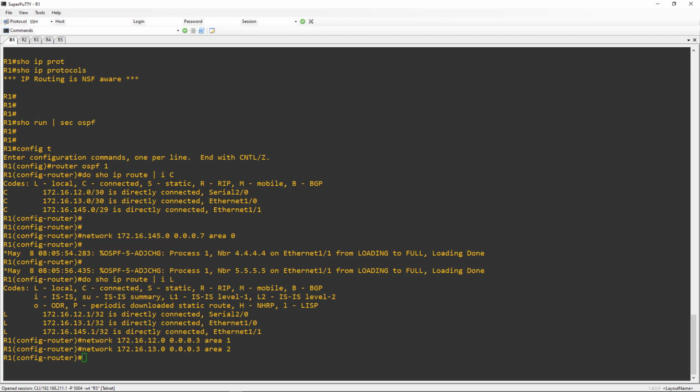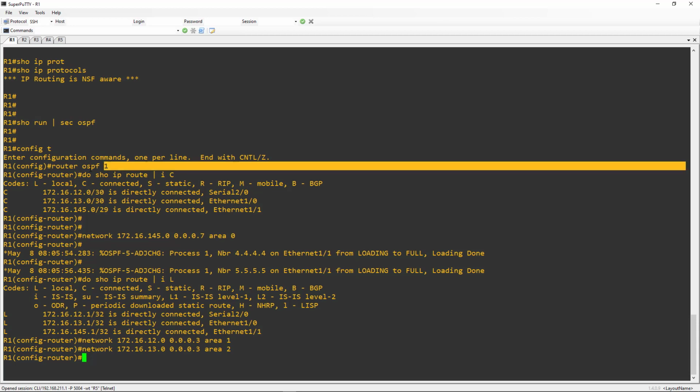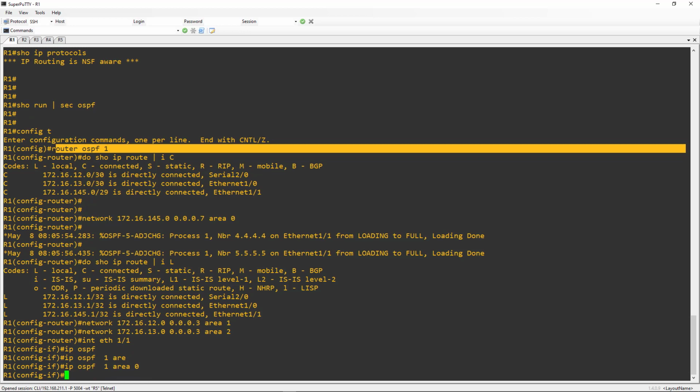We can do it on the interface, right? So we go into the interface and we define how OSPF is going to run on the interface. Let's say, for example, in this case, Ethernet 1.1, which is the 145 subnet. If you look at our configuration, we put that into area 0, and we're running OSPF process 1. So I could go into Ethernet 1.1 and say IP OSPF 1 area 0. That would basically enable the process on the interface.